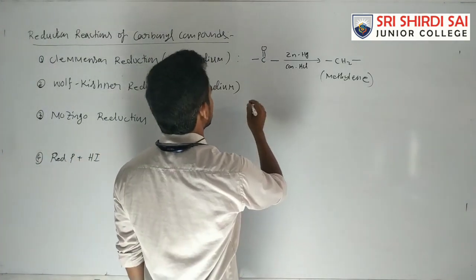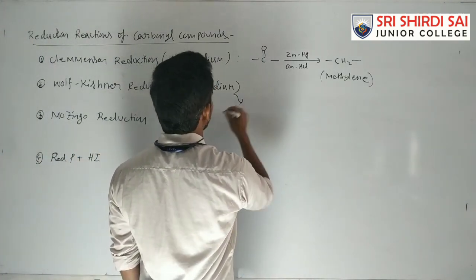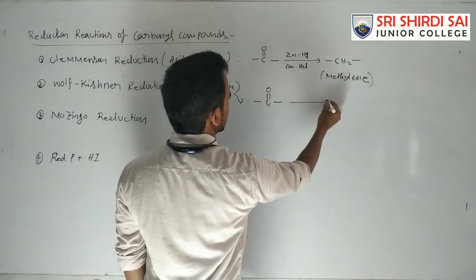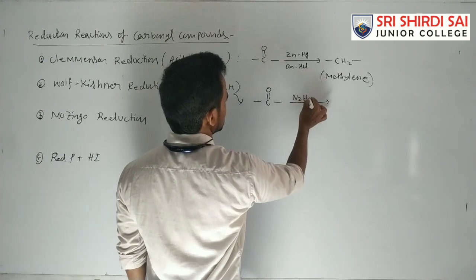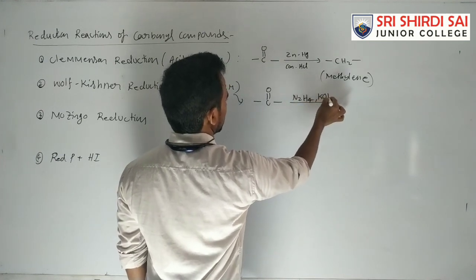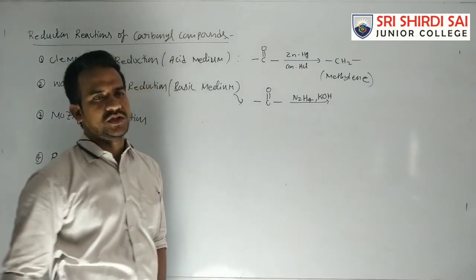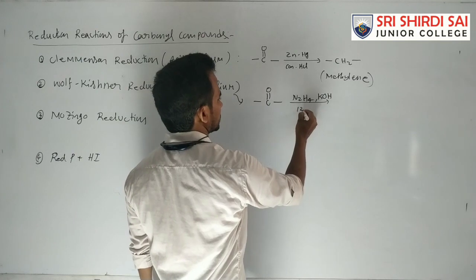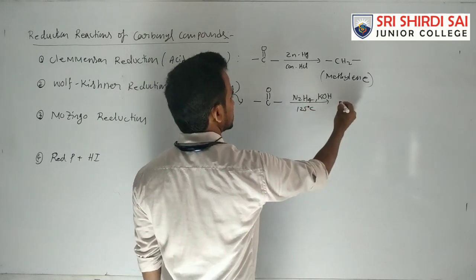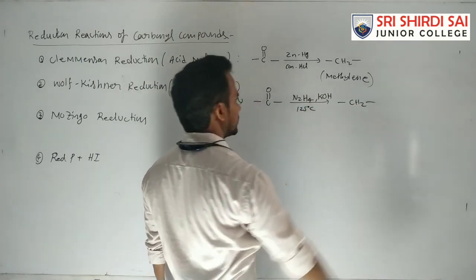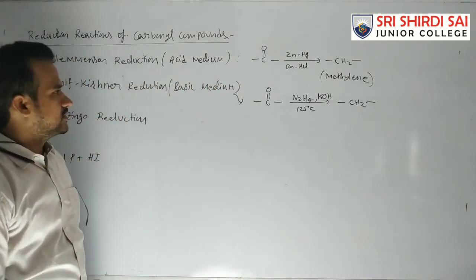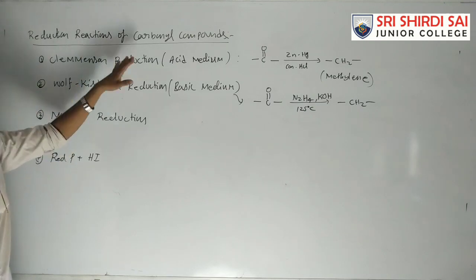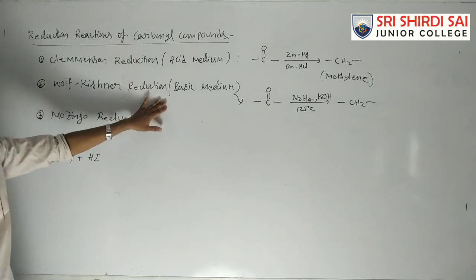Now this basic medium reduction, that is the Wolff-Kishner reduction: the reactants are the same and the product is also the same, but the reagents are different, hydrazine and KOH. KOH is a base, that's why it is a basic medium reduction reaction. At high temperature, nearly 125 degrees centigrade, the group is also converted to CH2. So one is the acid medium reduction and the other is the basic medium reduction, Clemmensen reduction and Wolff-Kishner reduction.